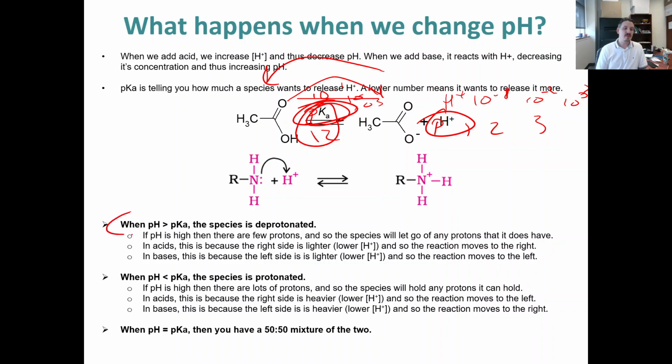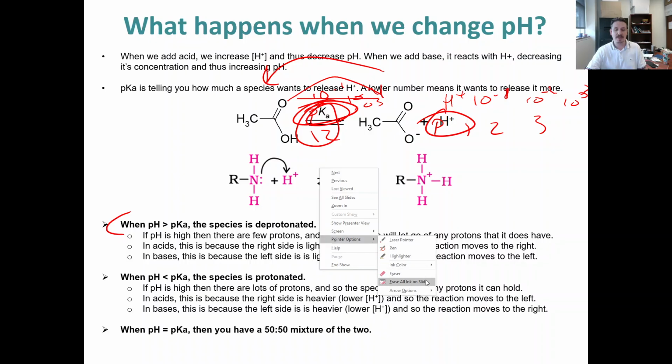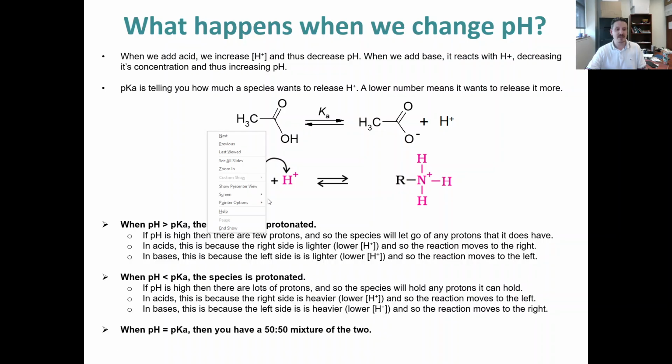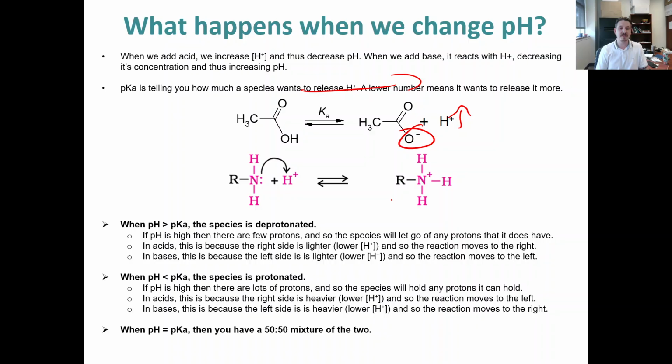The rule is when pH is greater than pKa, then the species is going to be deprotonated. When the pH is less than pKa, the species is going to be protonated. And that works both ways. When pH is greater than pKa, it's going to shift over here and be deprotonated. For the weak acids or for the weak bases, if pH is greater than pKa, what you're saying is that you haven't got enough protons, and so it's going to move over to this side and thus be deprotonated.